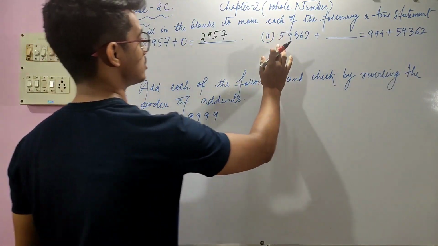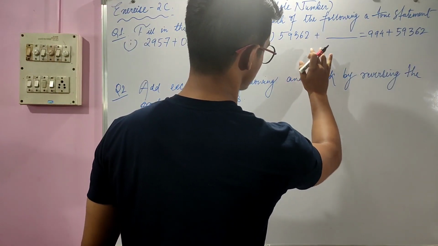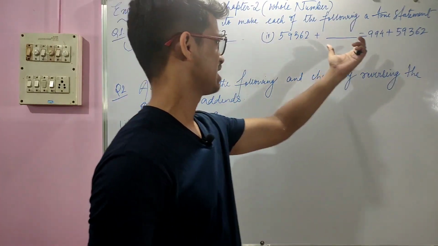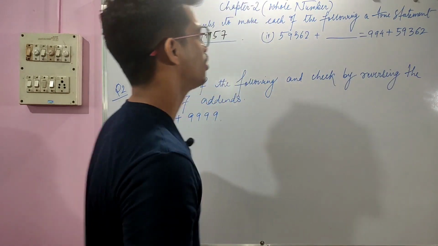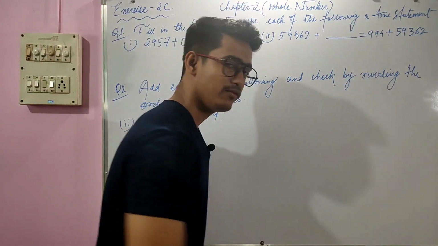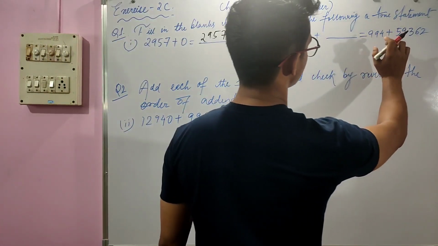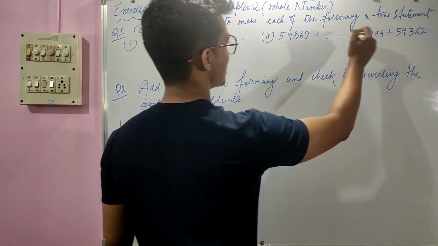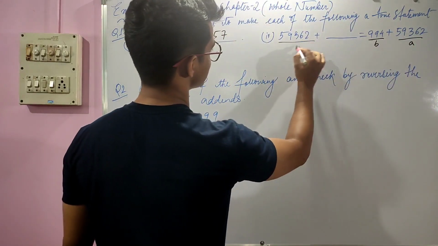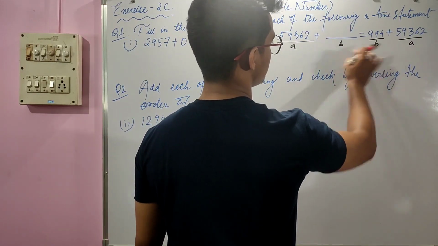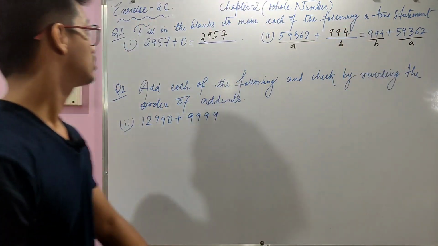So now the next question in exercise 2C, question number 1-4. 59362 plus how much gives you 994 plus 59362? That is basically the property of commutativity. Here A plus B should be equal to B plus A. Here A is this and B is this, so the gap should be B. So I just fill it out, 994. So that is our question number 1.